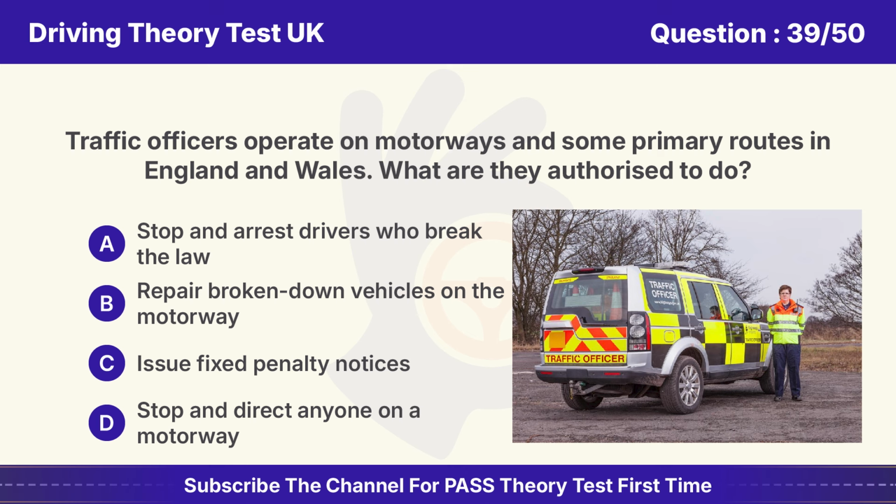Question 39. Traffic officers operate on motorways and some primary routes in England and Wales. What are they authorised to do? Option A. Stop and arrest drivers who break the law. B. Repair broken down vehicles on the motorway. C. Issue fixed penalty notices. D. Stop and direct anyone on a motorway.